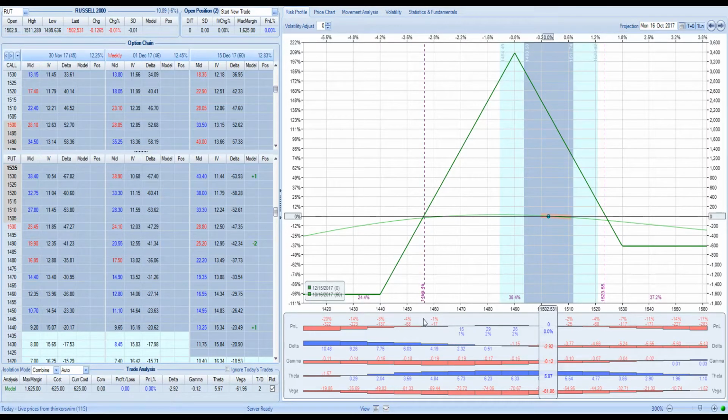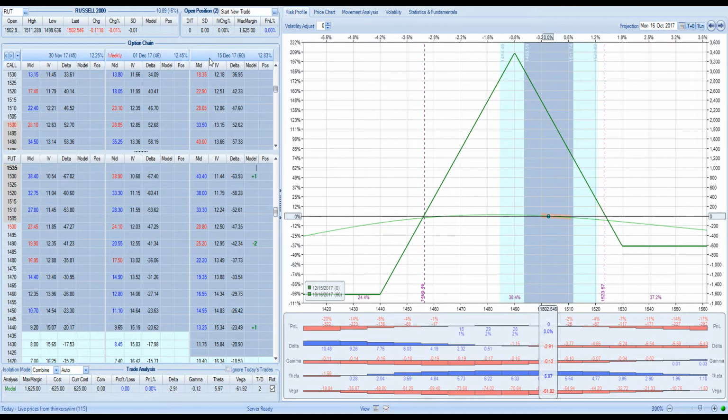This is a trade setup in Russell 2000 index options. We're going to look at the December 15 options expiration cycle with 60 days to go. This is a broken wing put butterfly. It's a variation of an EIP trade.